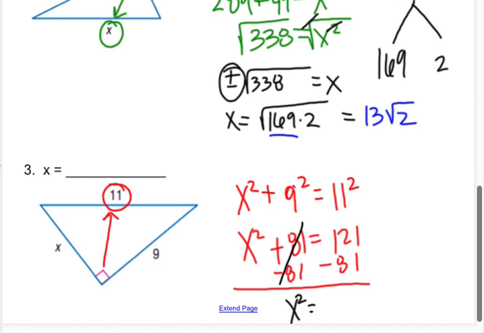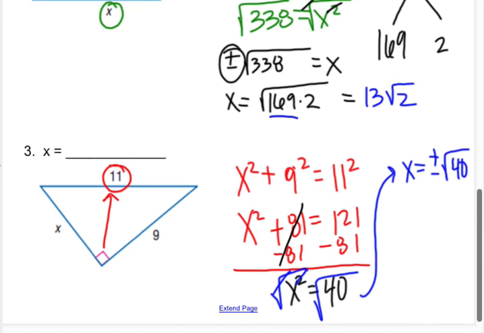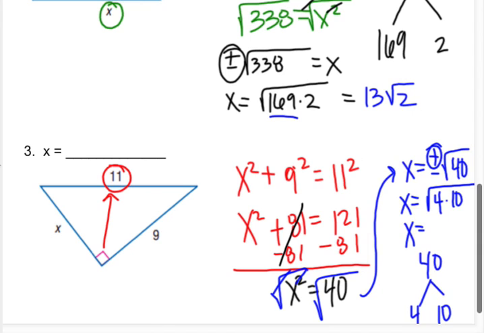I would have x squared is equal to 121 minus 81, which is 40. Now from here, I would need to go ahead and take the square root. So I have that x is equal to plus or minus the square root of 40. So I would say, well, what's my perfect square in 40? 4 times 10. 4 is a perfect square. So once again, I only want the positive because it's a side length. So 4 times 10, and the square root of 4 is 2. The square root of 10 is not a perfect square, so x is equal to 2 square root of 10.